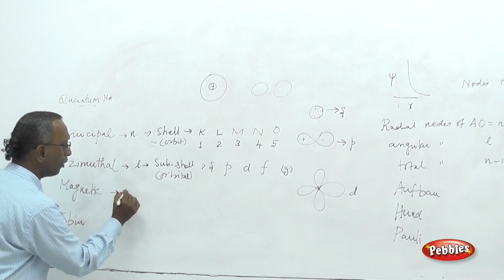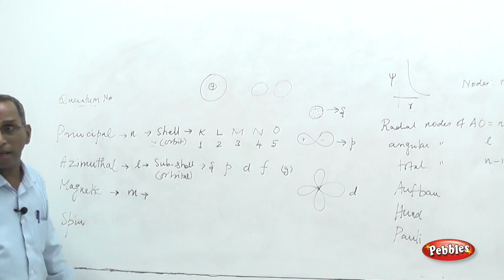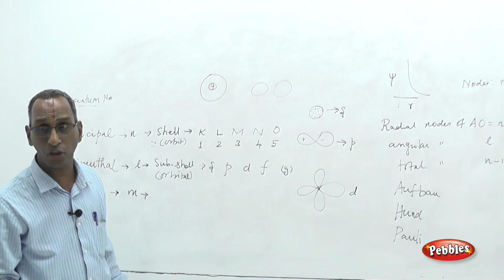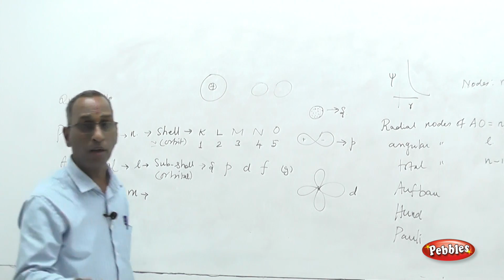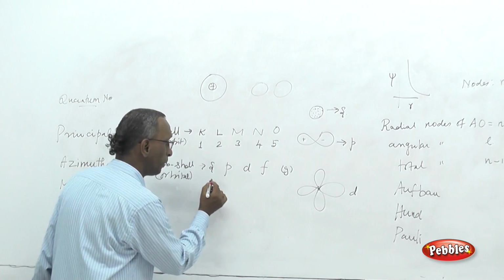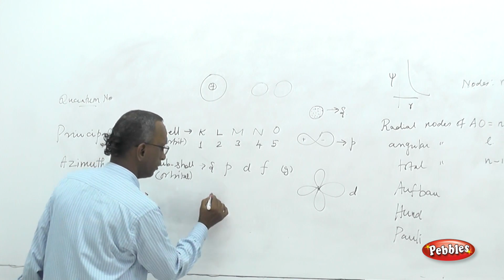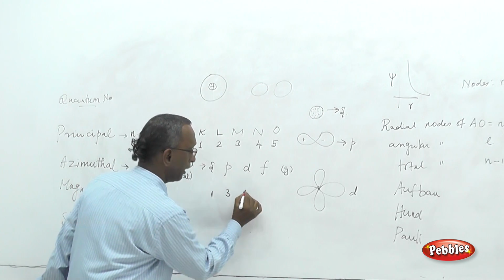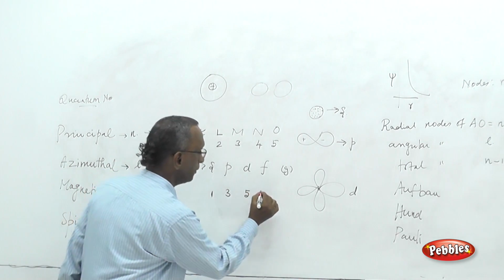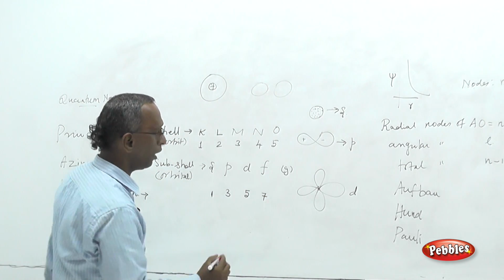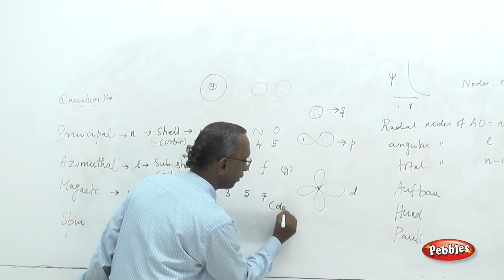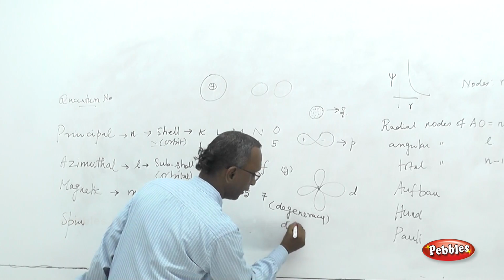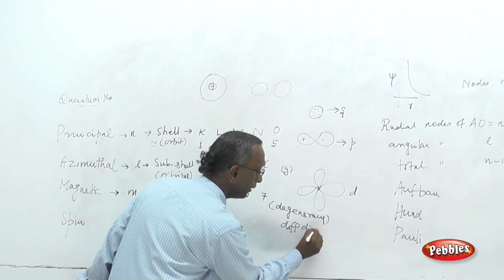Next, the magnetic quantum number is denoted as m. Already you have seen the splitting: spectral lines are split in the presence of an electric field or magnetic field. The s orbital is not split in the presence of a magnetic field, so there is only one type of s orbital, but there are three types of p orbital, five types of d orbital and seven types of f orbital. This splitting is called degeneracy. Degeneracy means they orient in different directions.